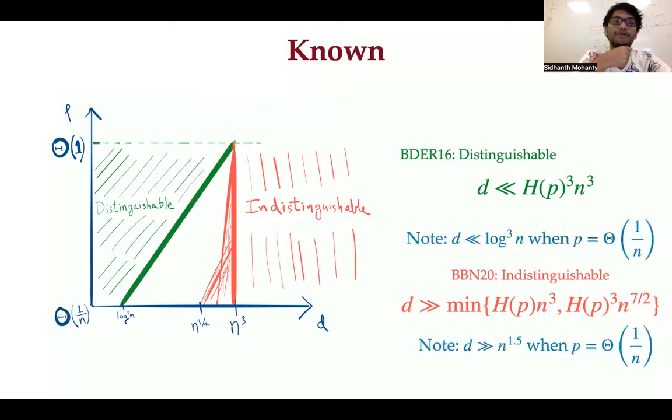And let's now zoom in on the regime that we're going to be interested in this talk. We're going to be interested in the very sparse regime, namely where the average degree is a constant. So when the average degree is a constant, this p parameter is theta of 1 over n. And note that we know that these two models are distinguishable when d is a lot smaller than log cubed n. But the current phase diagram tells us indistinguishability only above n to the 1.5. So it's actually, in fact, an almost exponential gap between the distinguishability and indistinguishability in the sparse models.